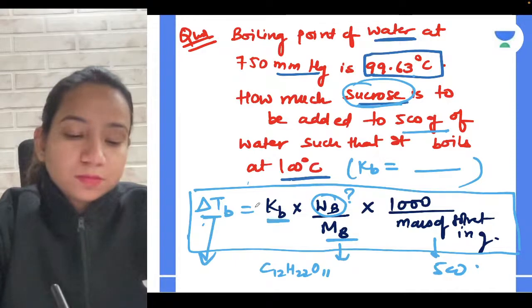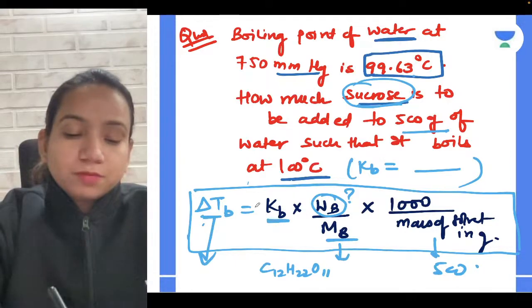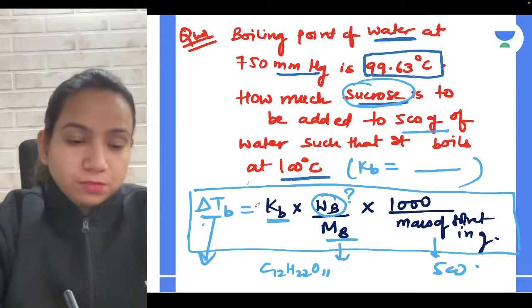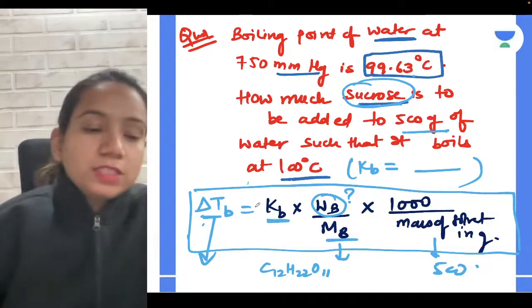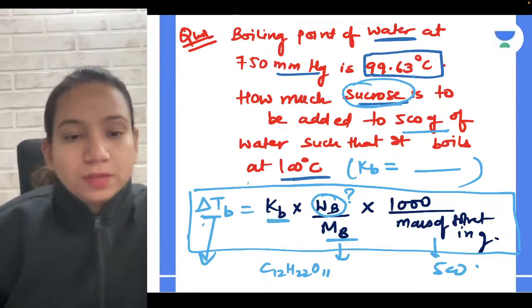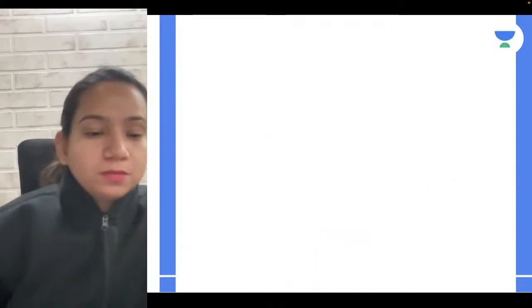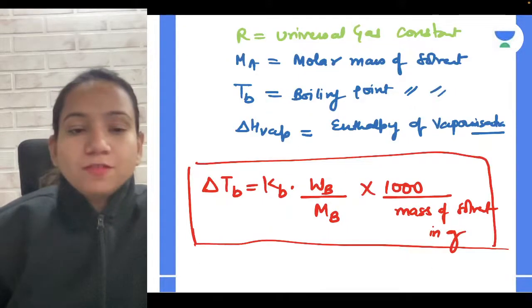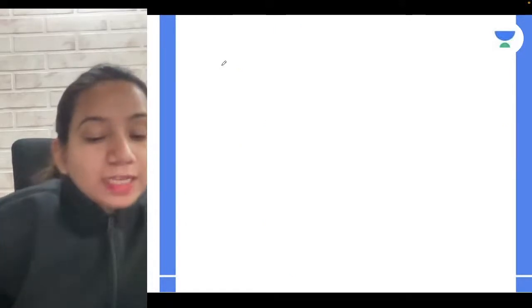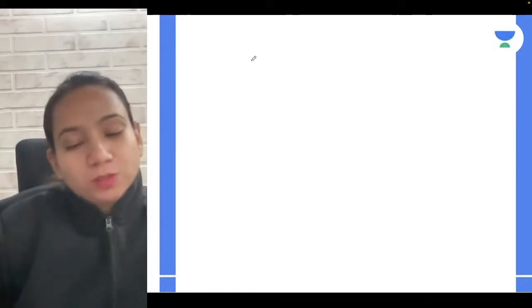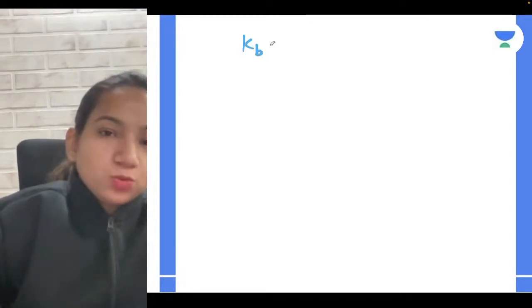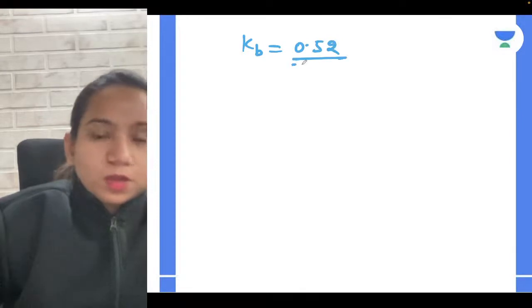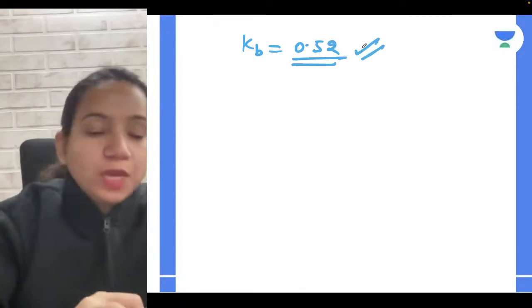Everyone got it, I hope everyone understood. It's very simple. Okay, so let's see this question quickly. We have 100 minus, but before that I should give the KB value, right? Then everyone will be able to calculate. The KB value is 0.52. KB is 0.52, so that way you can calculate.